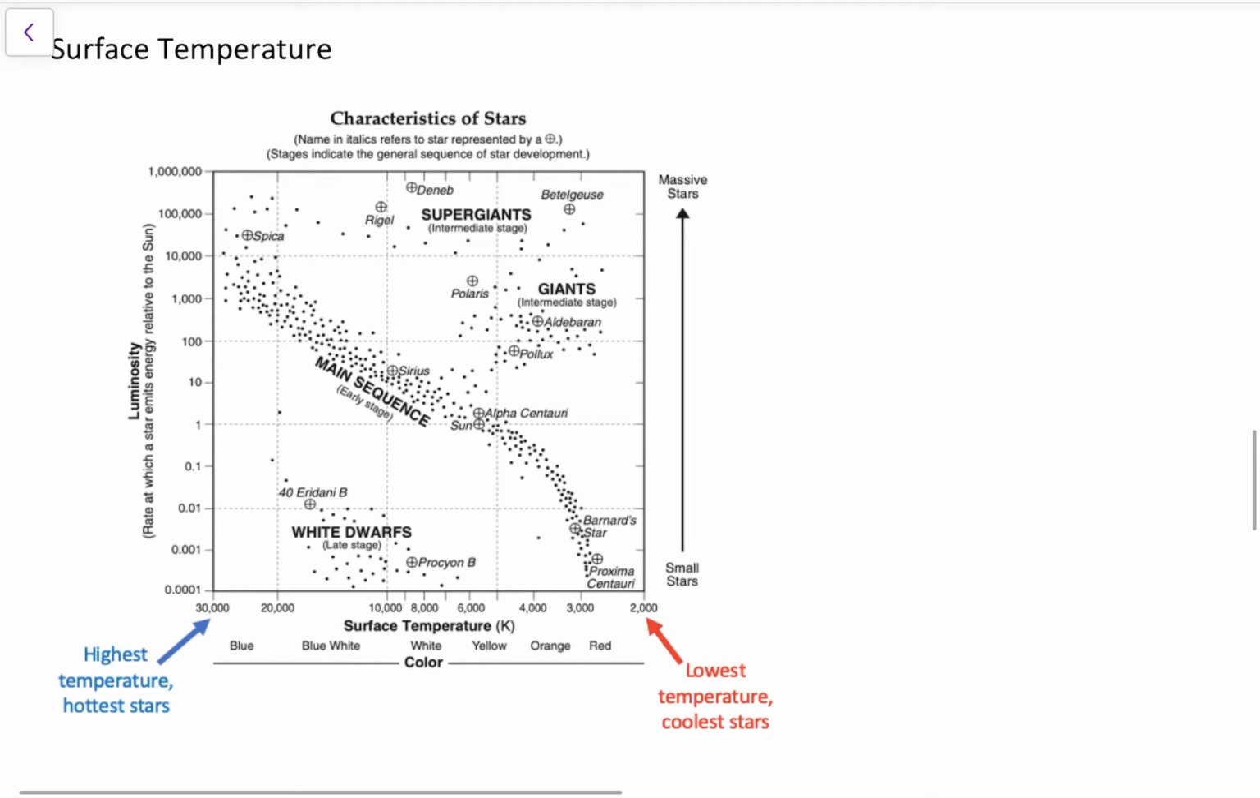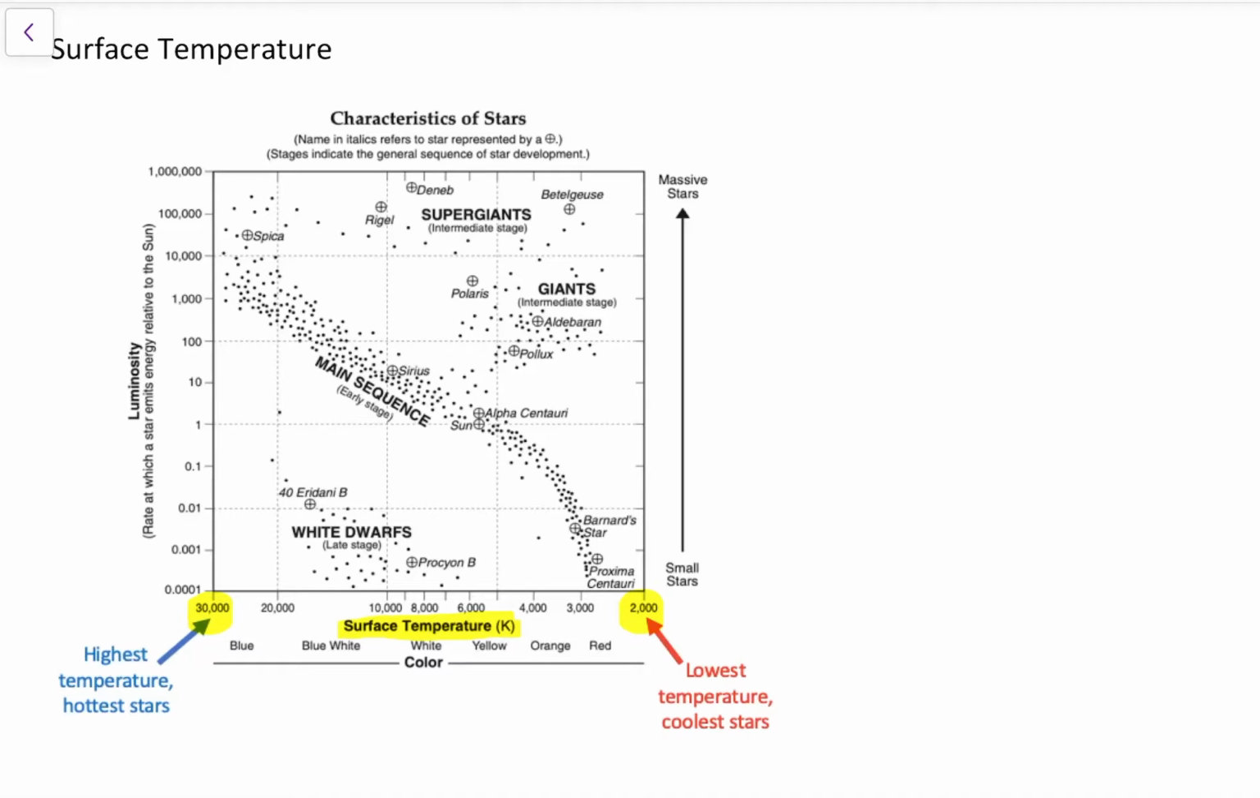A second characteristic that we can look at on this diagram is the surface temperature. Notice surface temperature is labeled on the bottom axis, the x-axis here on our diagram, and the unit of measurement is K for Kelvin. The tricky part about surface temperature is that our axis is actually kind of backwards, in that the highest number is over on the left side, and the lowest number is over on the right side. That's the most important thing to recognize about surface temperature on this diagram.